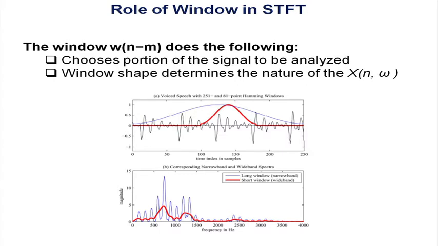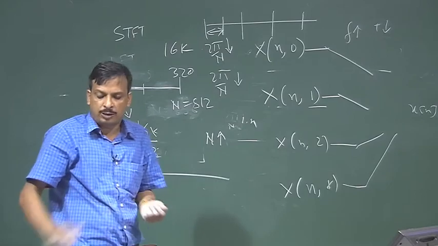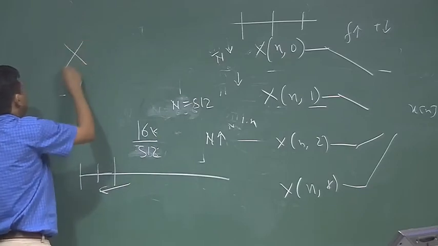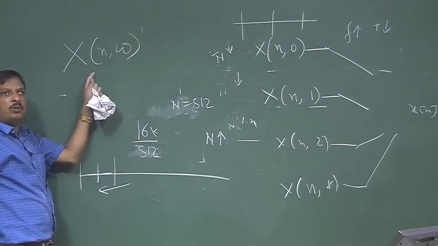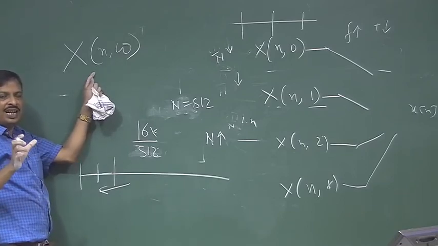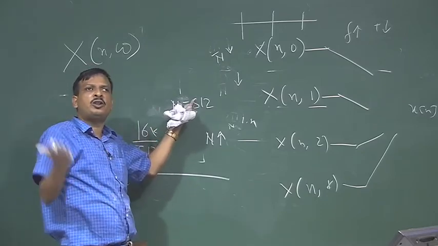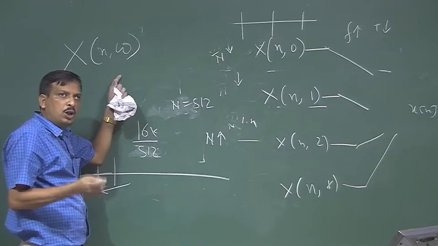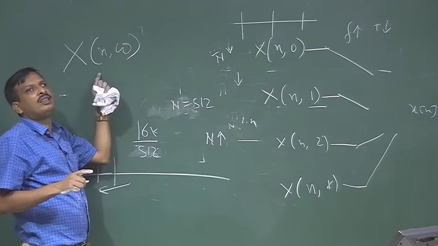Then there is another topic called the effect of window. Different windows have different effects. Whatever frequency response I get, X_n(k), the output of the frequency analysis, is nothing but a convolution. A signal is multiplied by a window, so time domain multiplication is frequency domain convolution. That means it is a convolution of the frequency response of the window and the signal frequency response.